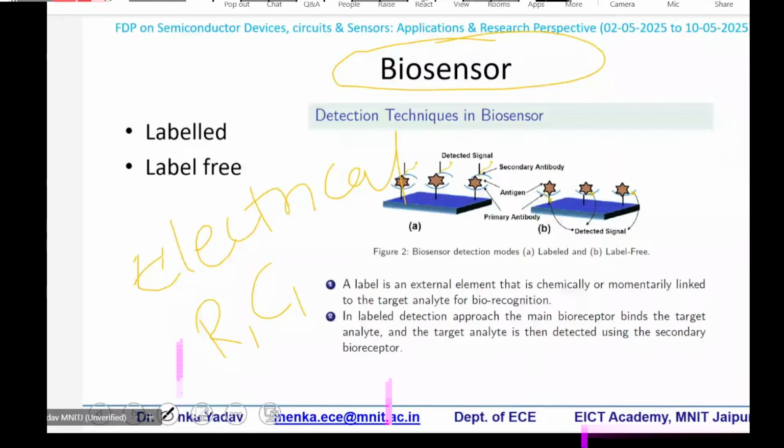So biosensors are of two types. One of my research scholars, Dr. Basudha Devan, has worked on tunnel FET based biosensors. So I have taken these slides related to biosensors from her work. Fine.